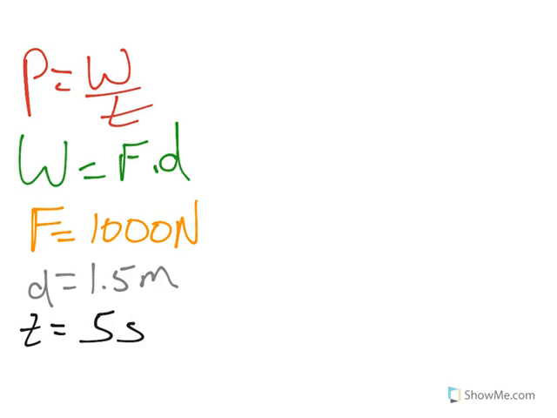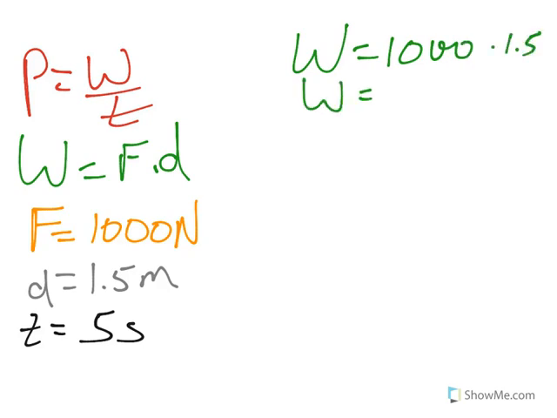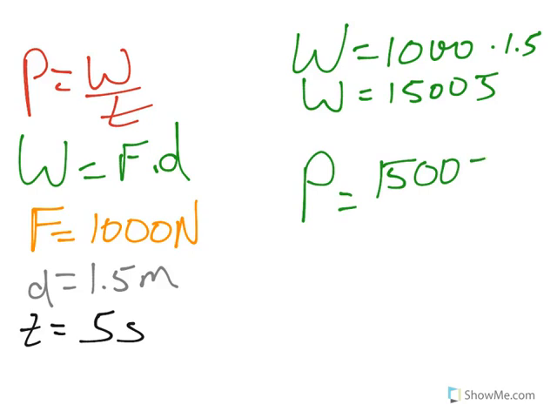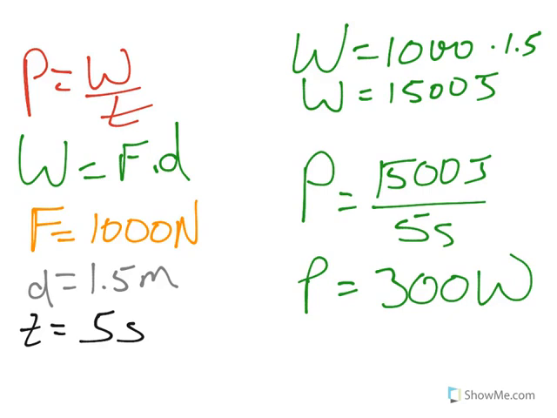So the first thing I'm going to do is figure out what work is. Work is equal to 1,000 times 1.5, which of course is 1,500. And then I need to find power. Power is equal to 1,500 joules divided by 5 seconds, or power is equal to 300 watts, which would be 3 times 10 to the second for you non-scientific-notation inclined.